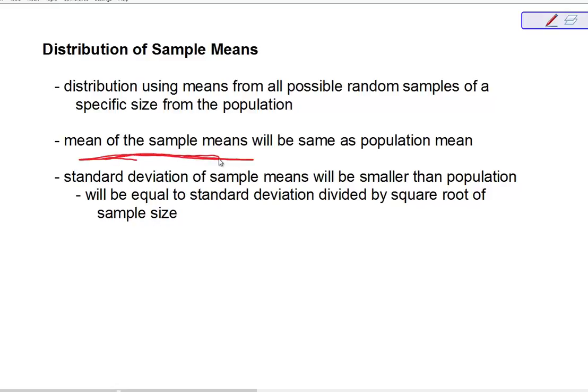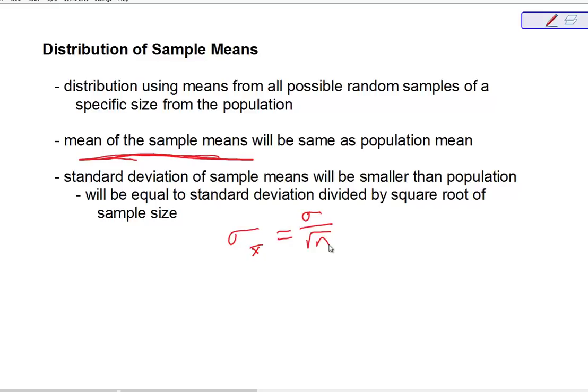And the mean of the samples is going to be the same as the population mean. And the standard deviation of the sample means is actually going to be smaller than the population. It'll be equal to the standard deviation divided by the square root of the sample size. So we have the sigma of what we call x bar, the standard deviation of the sample means, is equal to sigma divided by the square root of n.